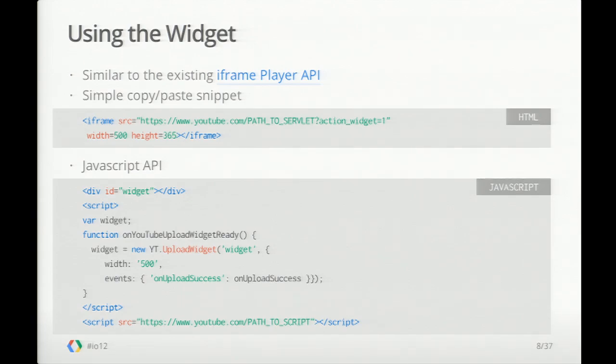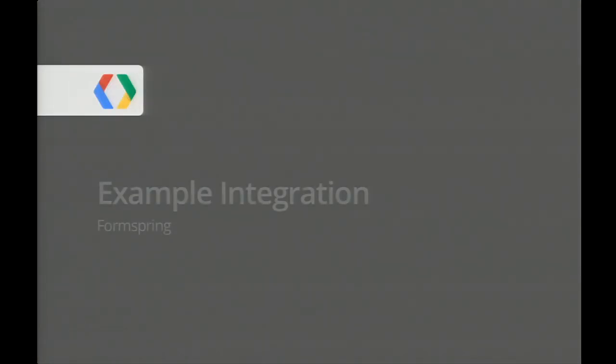And that script gives you the symbols that you need to create a widget, specifically yt.uploadWidget. You call that constructor with the name of a DOM element that you want to replace. And again, some parameters. Here we have width. We pass in width. The height is determined for us. We pass in some events. In this example, on upload success. And that on-upload success function will be called anytime the user successfully uploads a video to YouTube through the widget on your site.